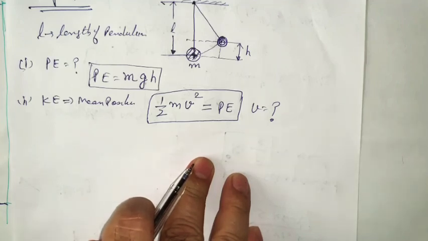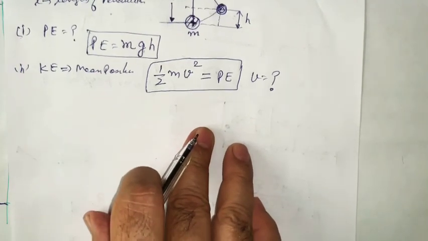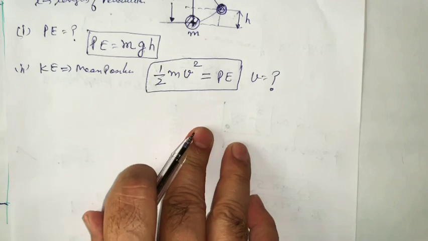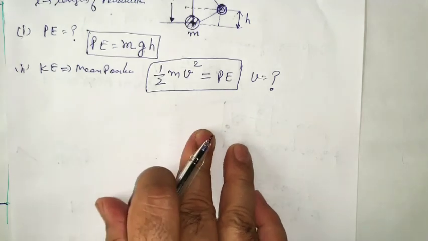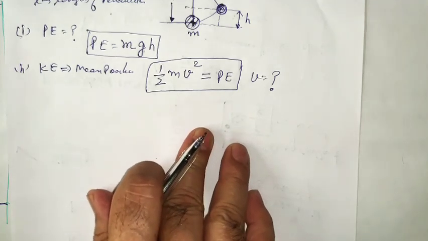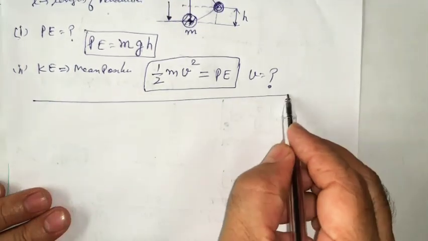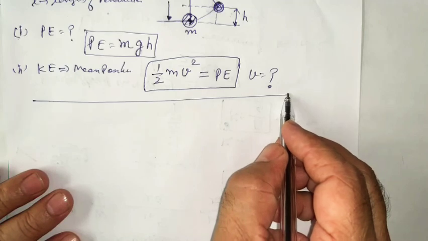There is some loss of energy due to air also, but it is only accountable if you are given that there is always some loss of energy. So try to solve the numericals from your book.